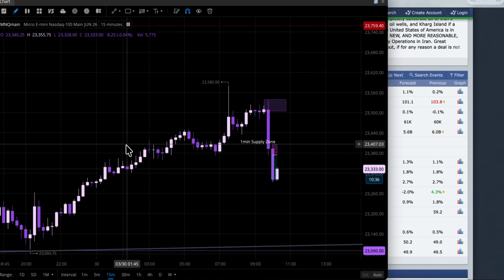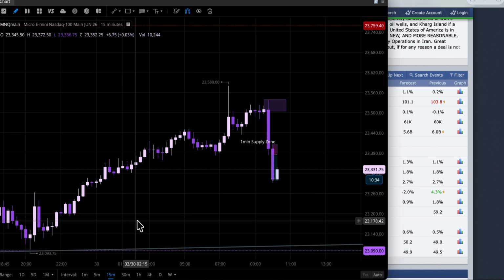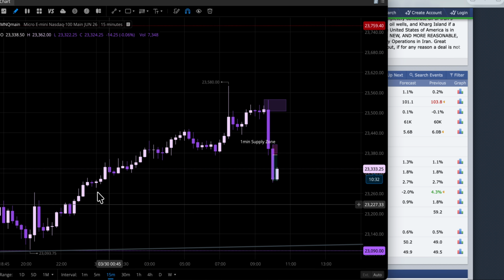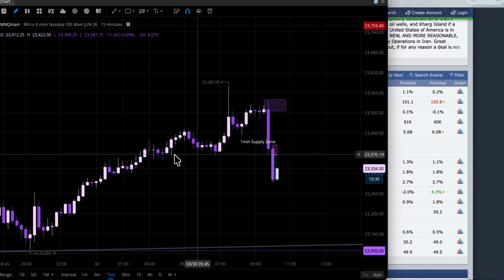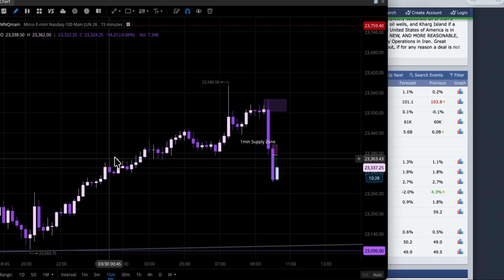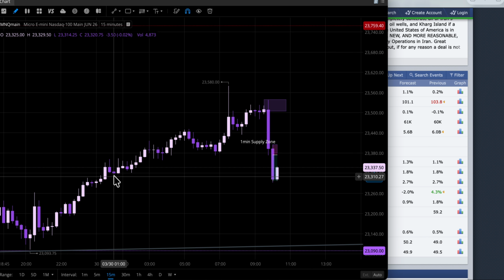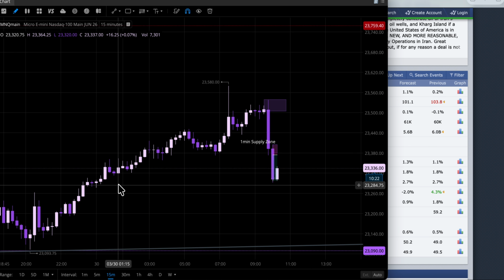So every time it invalidated the zone, because I honestly don't know where price is going, every time price invalidated the zone, I said, okay, I'll aim for the next zone. Because price can come back to the zone. Like, as you can see, price came back to this zone.